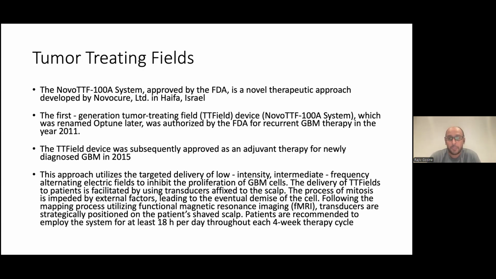proliferation of GBM cells. The delivery of the TT fields to the patient is facilitated using transducers that are affixed to the scalp. The process of mitosis is impeded by external factors, leading to the eventual demise of the cell. Following the mapping process used in a functional MRI sequence, transducers are strategically positioned on the patient's shaved scalp, and the patients are recommended to employ the system at least 18 hours per day through each 4-week therapy cycle.